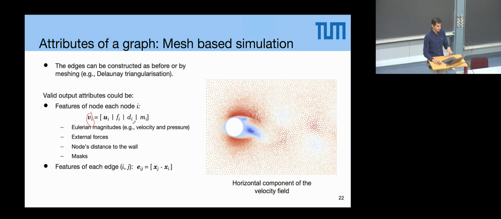By the way, normally we use B for denoting the node features, and E for denoting the edge features. Features or attributes that we could have for each node are the Eulerian magnitudes that we want to predict, like the velocity and the pressure. We can also have external force, the distance to a wall, and a mask for indicating if the node belongs to different parts, like the wall or the inlet, and so on.